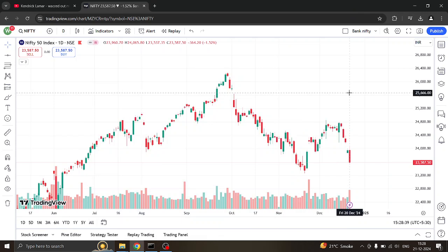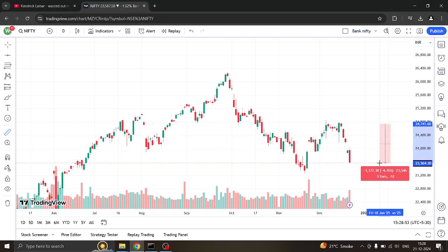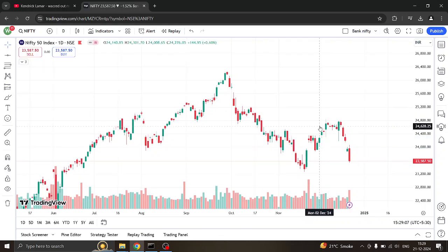In this video we will do some analysis of Nifty 50. As you can see in the past 5 days, Nifty has fallen around 1177.3 points, that is 4.76%. And as you can see on the chart, there are two head and shoulders patterns which are indicating reversal. Let's see how much further Nifty can fall.